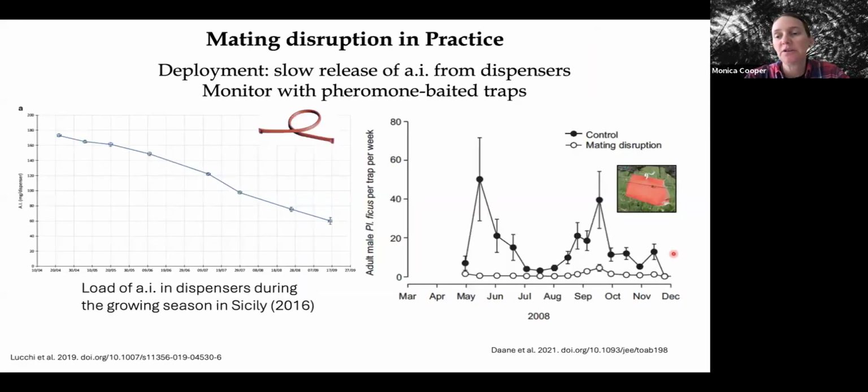So we do still use traps. Many people think that once we're using mating disruption that we don't use traps anymore, but we do still use them mainly just as a check and making sure that everything's still working okay with our dispensers or our applications.